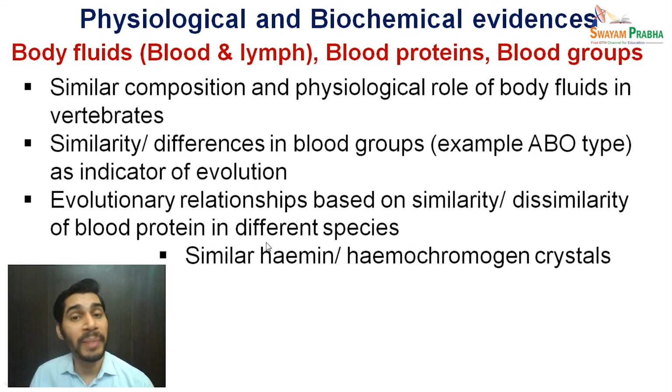You might have made hemin and hemochromogen crystals. So you can observe how similar these structures are within a species, and what the dissimilarity is, if any, across different organisms and species. These are the indicators of evolution and hence a strong evidence in case of evolution.